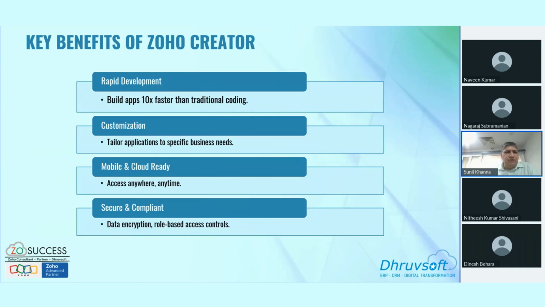So let me tell you what the different benefits are. One of the key benefits is that you can build applications 10 times faster than traditional coding. It's not even 5 times now, which used to be before. We have shown you in today's demonstration how quickly you can create an application. We created one application within a few seconds. So it's not only 10x, you are actually 100x faster than traditional coding.